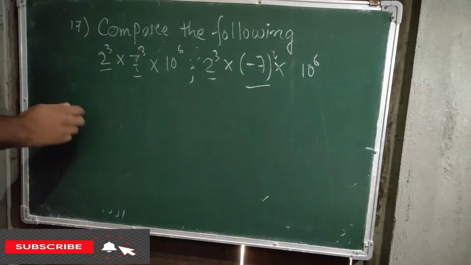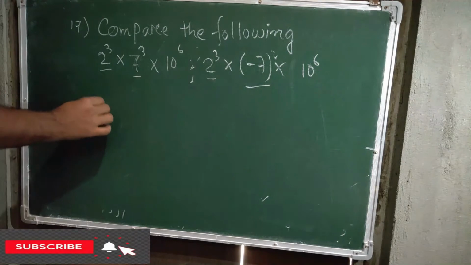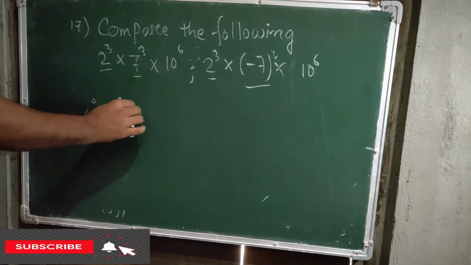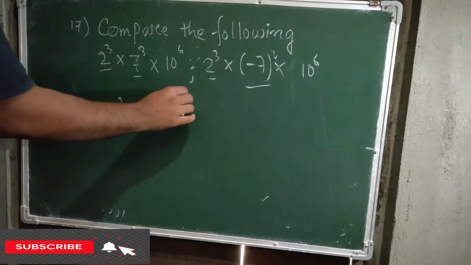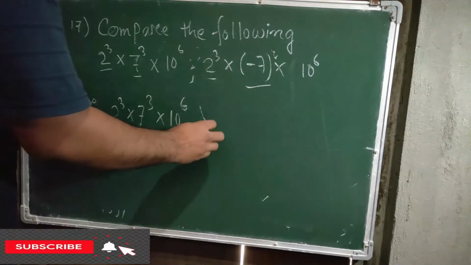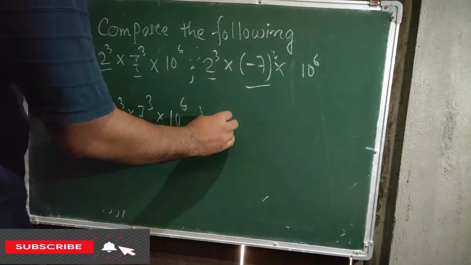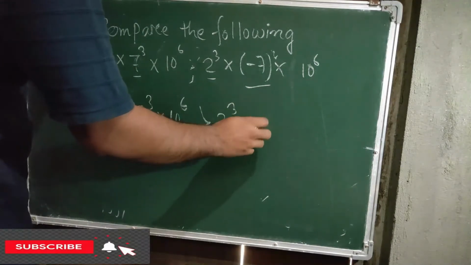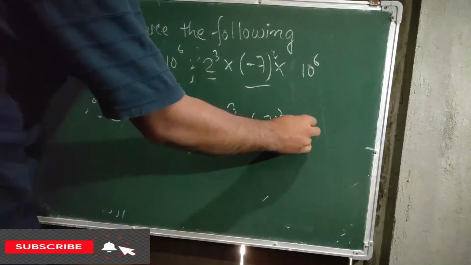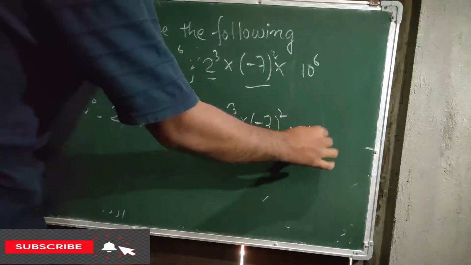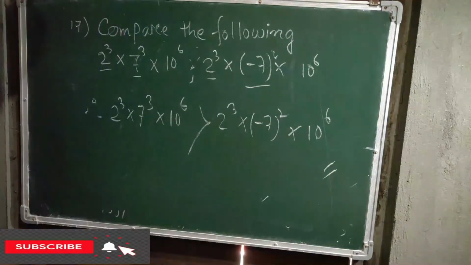So we can write, therefore, 2 cube into 7 cube into 10 to the power 6 is greater than 2 cube into (minus 7) whole square into 10 to the power 6. This is our answer.